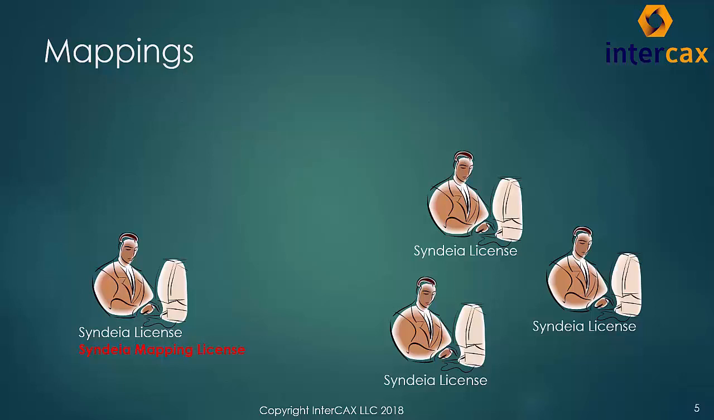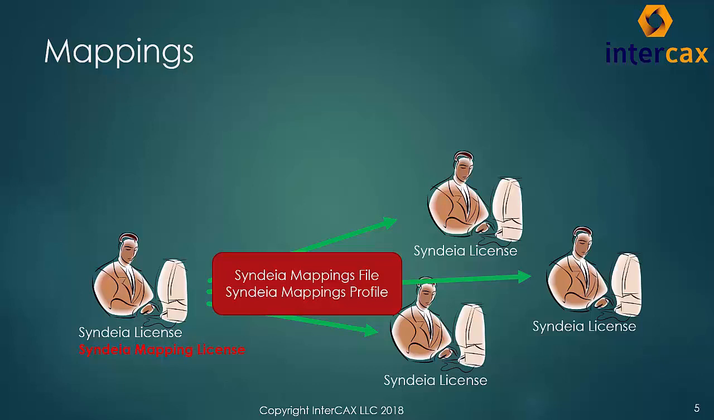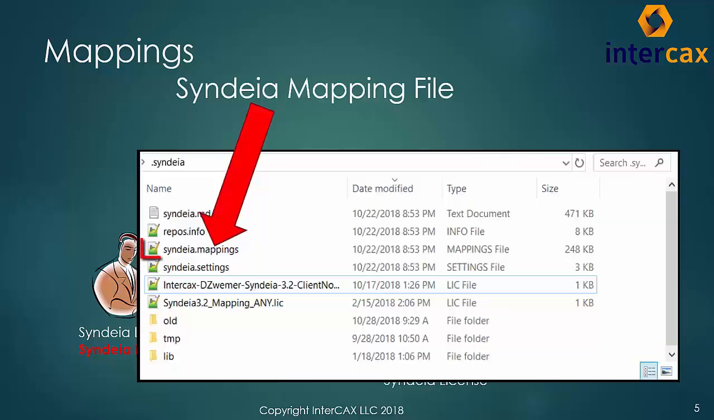The second key understanding is that creating and using custom mappings requires two key files, and these files must be created, tested, and deployed as a set. Mixing and matching unrelated files, or modifying one and not the other, can prevent the custom mappings from functioning properly. The first file is the Syndeia mappings file. It sits in the user's .syndeia folder and contains the information about the artifact types and mapping that the organization wants to make available to all its Syndeia users.